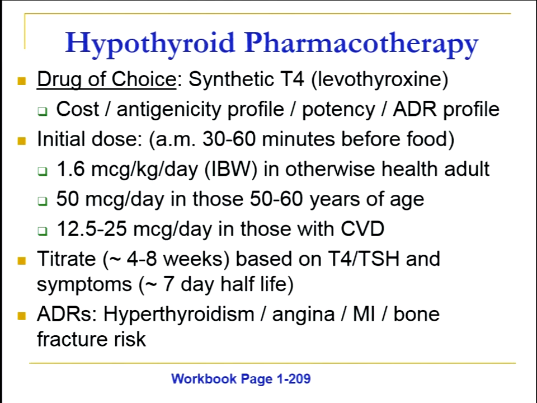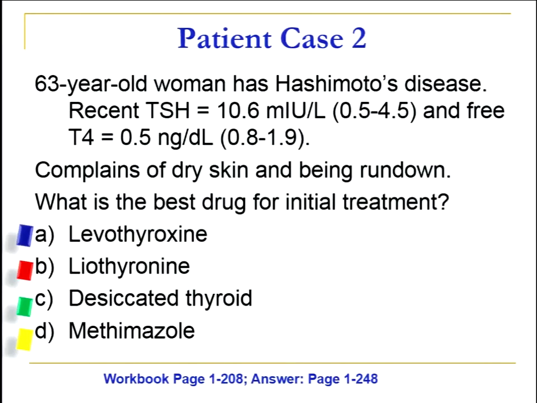You usually titrate about every 4 to 6 weeks based on its half-life, which is usually about a week, and base your titration on both symptoms as well as the free T4 and TSH. You can overshoot, however. Again, one of the main causes of hyperthyroidism is overcompensating with levothyroxine. And worst case scenarios can cause an MI, angina, and it can increase your risk for bone fractures. So you want to keep the TSH and the free T4 normalized as long as possible. So obviously the answer for patient case 2 is A, levothyroxine.